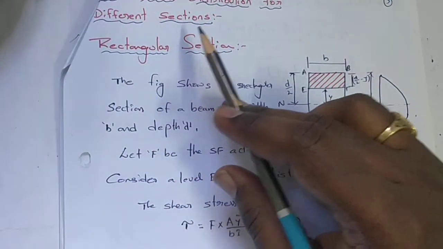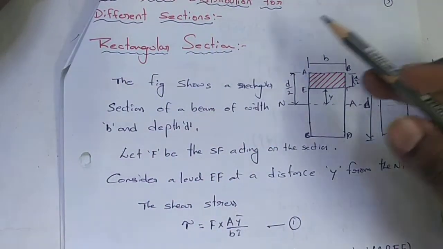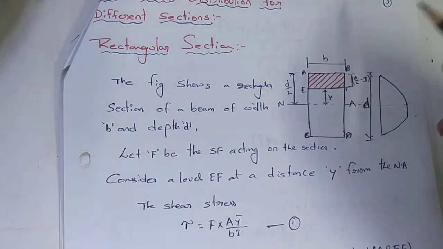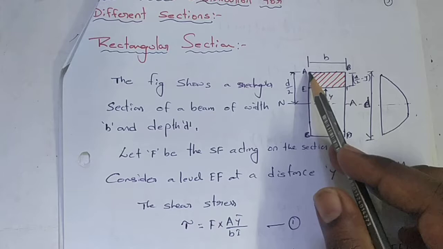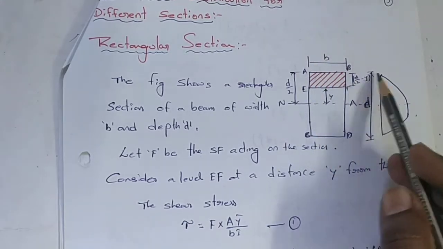Next, shear stress distribution for different sections. First, consider the rectangular section. It is the shear stress distribution for rectangular section. Consider a rectangular cross section having width B and depth D.